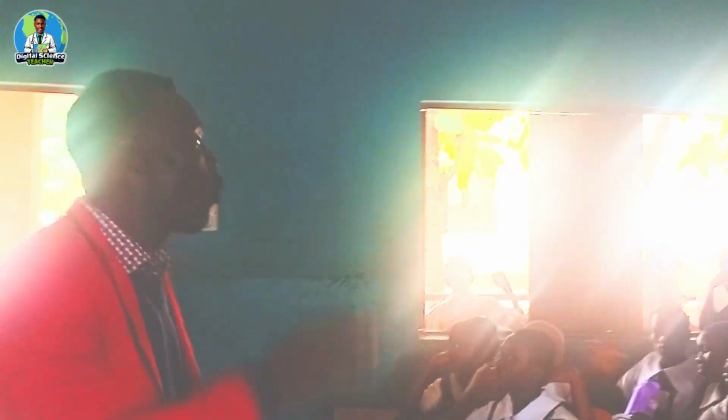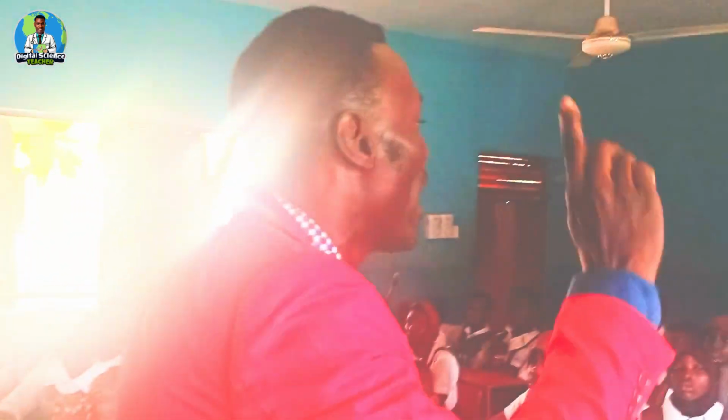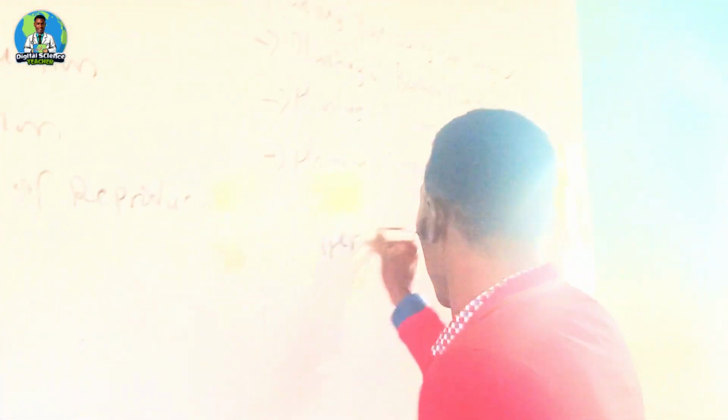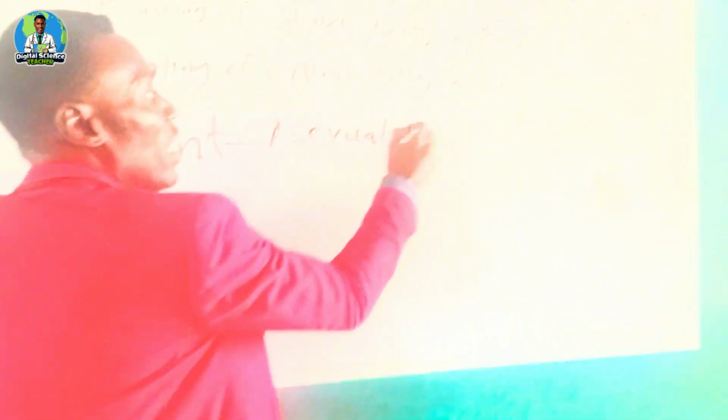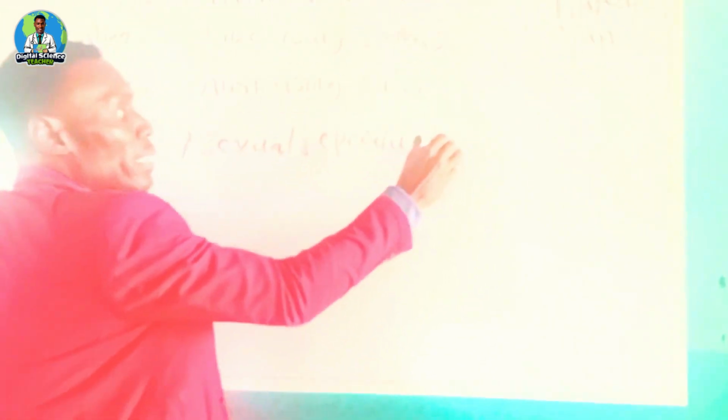1. Now, once a single parent is involved, that mode of reproduction is asexual reproduction. What do I call it? Asexual reproduction. Once it is one parent, it is what? Asexual reproduction.